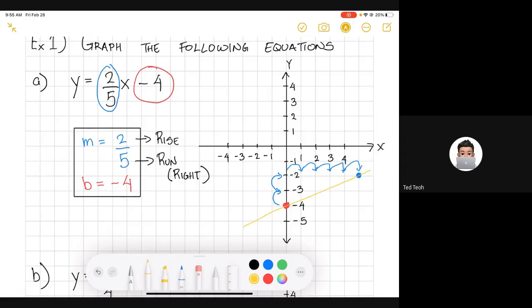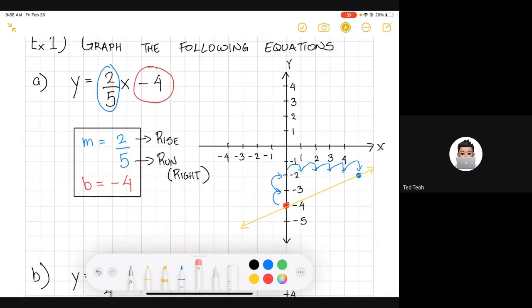You're going to draw your best line going through both dots, and you're going to put arrows through it. And that is how you graph a linear equation. These little arrows that I drew in blue on the graph, you don't need to draw. I'm just drawing them so that you can see how I get this blue dot.